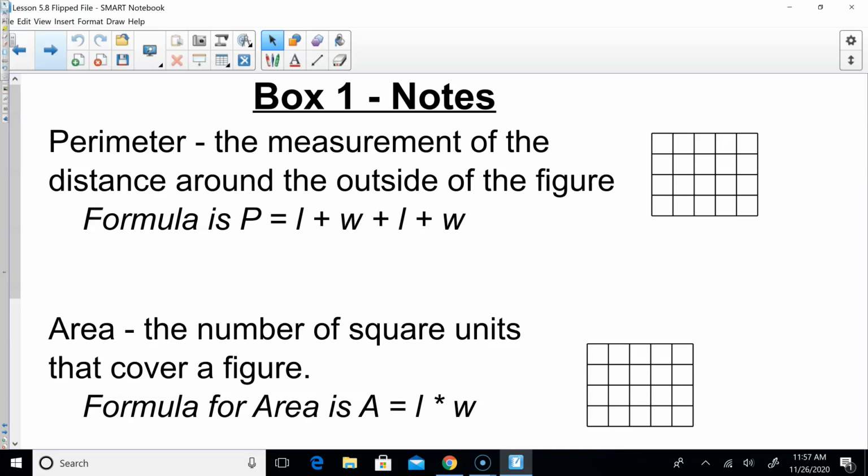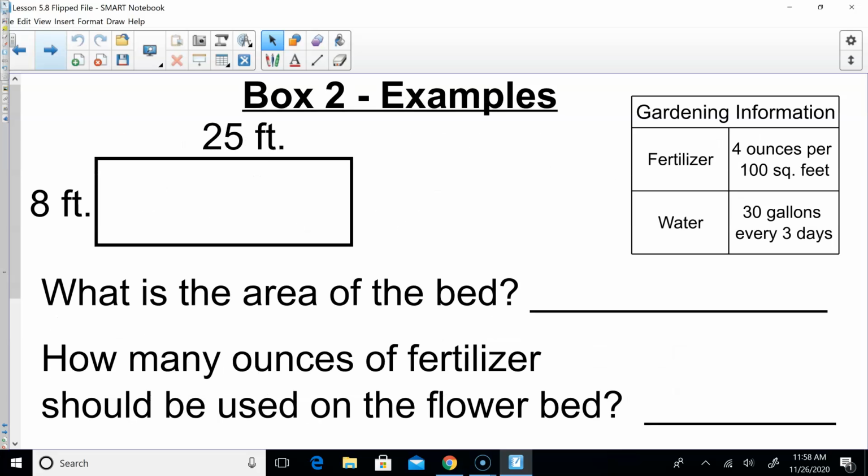Here's the thing for perimeter, also the formula for area. If you need to pause the video to write this down if you don't have it already, or you just want it nice and handy for you, feel free to do that. And with that, right to our examples.